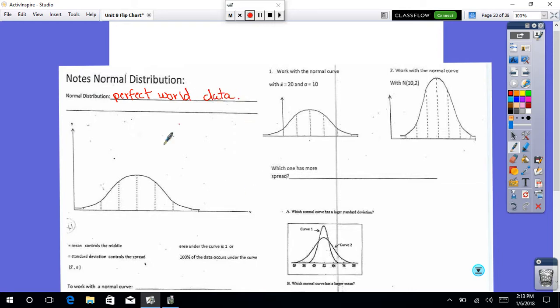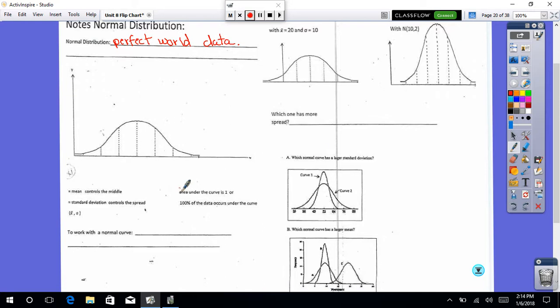Again, this is where if you split it straight down the middle, 50% of your data is on one side, 50% is on the other side. Obviously we know that doesn't really happen, but again, this is what we're going to call perfect world data.